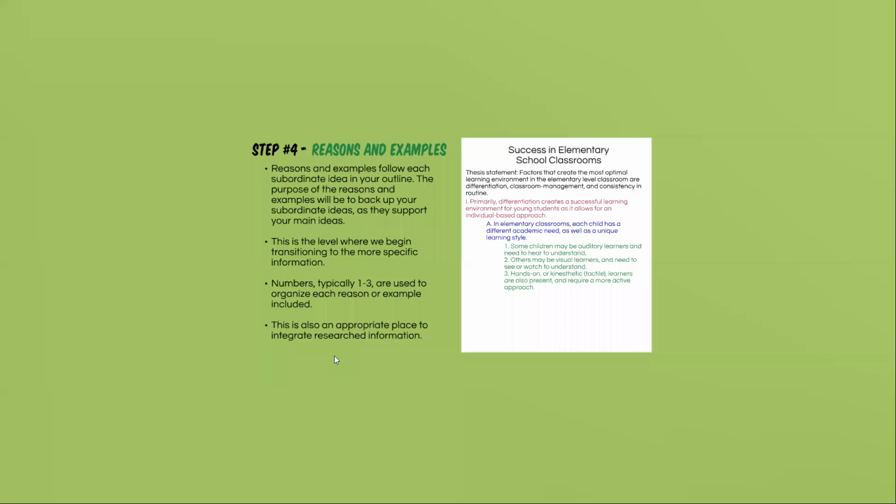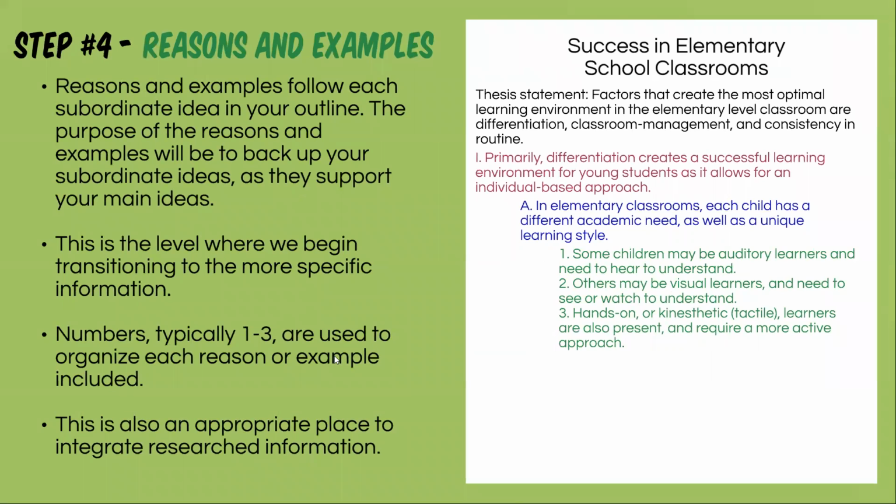In step 4, we're going to integrate reasons and examples. These are always going to follow your subordinate ideas, and their purpose is to back up your subordinate ideas as they support your main ideas. This is the level where you begin to see that specific information come to life. Numbers, typically 1, 2, and 3, are going to be used here to organize your reasons and examples, and this is also an appropriate place to integrate your research information.